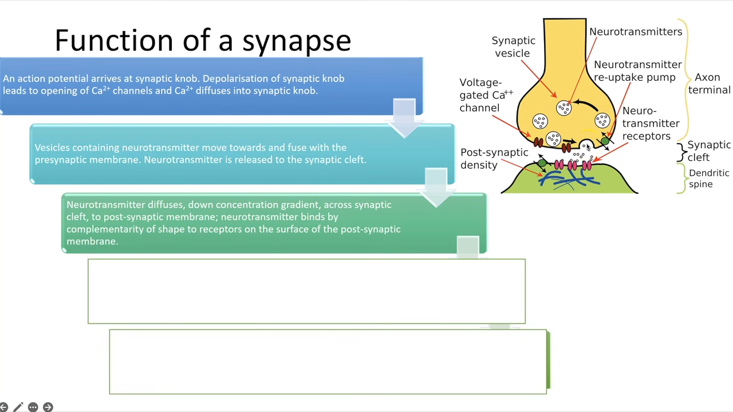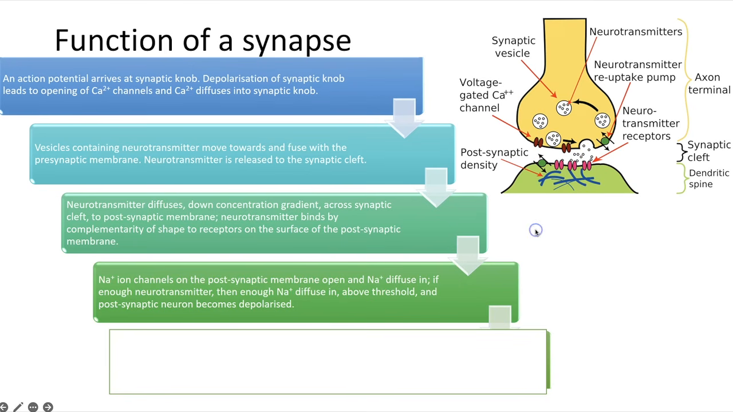Because that neurotransmitter is only being released from the presynaptic neuron, we have a concentration gradient. So that means the neurotransmitter chemicals can diffuse down their concentration gradient, across the synaptic cleft to the postsynaptic neuron. And it goes to the membrane of that postsynaptic neuron, which has receptors embedded within it. Those receptors are complementary in shape to these neurotransmitter chemicals, and as a result, the neurotransmitters bind to those receptors.